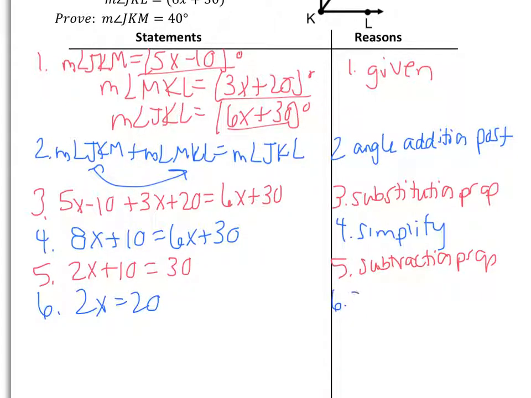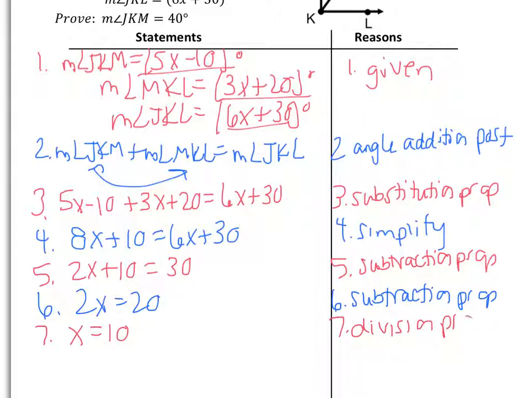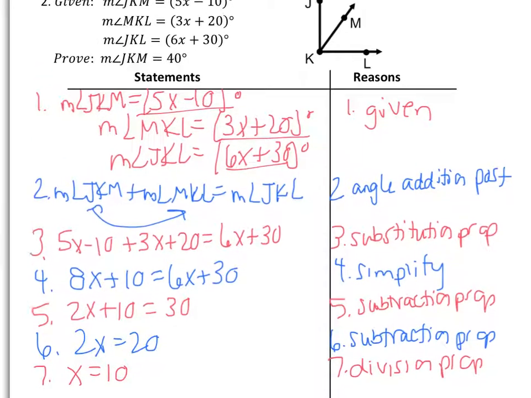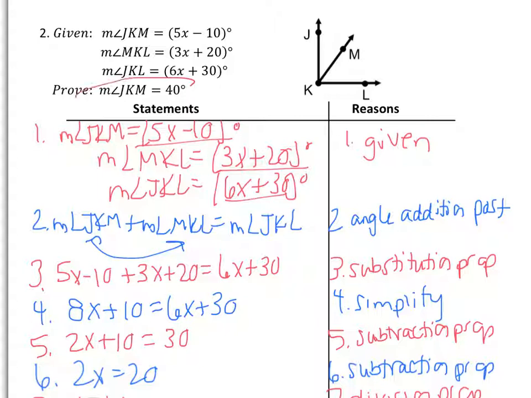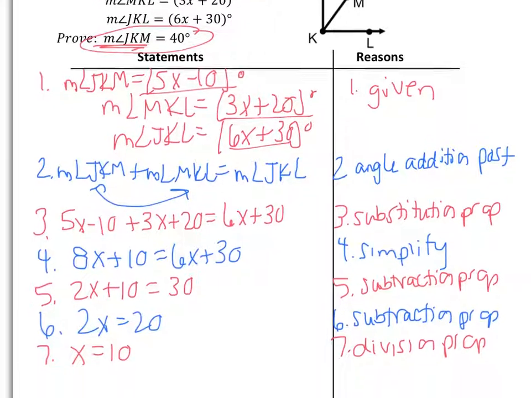Subtraction prop again. And to solve for x, I need to divide. So x equals 10. Now here is the new part we learned today. So our proof says we need to prove that JKM is 40 degrees. So what we need to do is take the JKM part up here, because that's what it says we need to prove, and put that in for the substitution. So I'm going to move this back down.